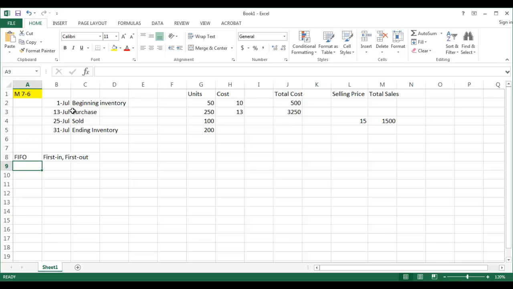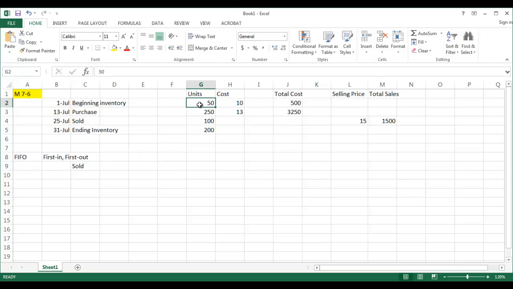So we're also told that on July 1st, we had beginning inventory 50 units at a cost of $10. On July 13th, we purchased 250 units at a cost of $13 each. On July 25th, we sold 100 units, and that means in ending inventory, we have 200 units left. So under FIFO, first in, first out, let's take a look first at the units we've sold here.